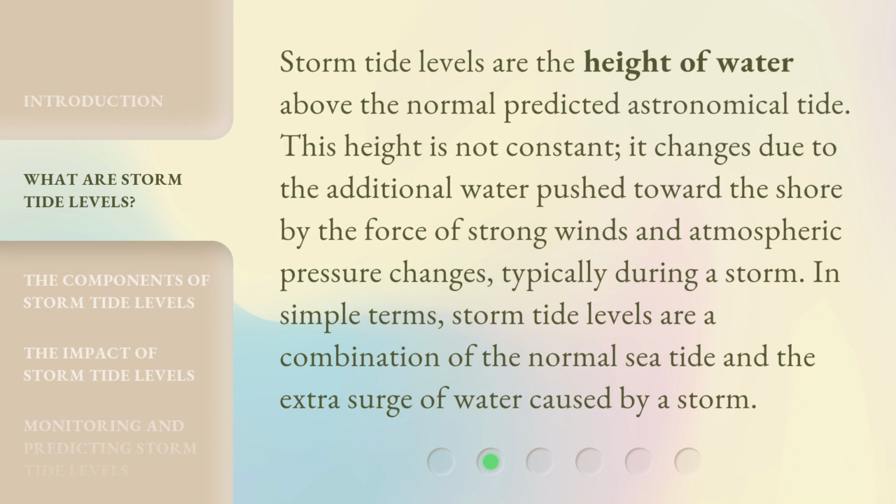Storm tide levels are the height of water above the normal predicted astronomical tide. This height is not constant. It changes due to the additional water pushed toward the shore by the force of strong winds and atmospheric pressure changes, typically during a storm. In simple terms, storm tide levels are a combination of the normal sea tide and the extra surge of water caused by a storm.